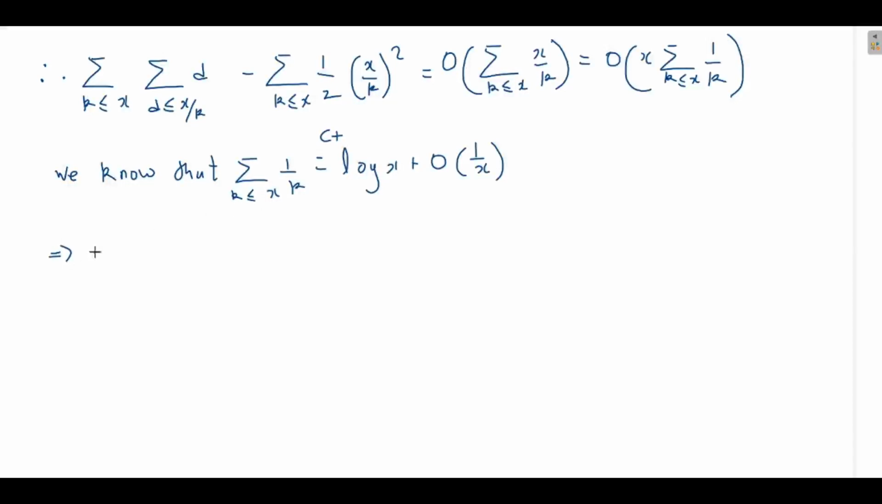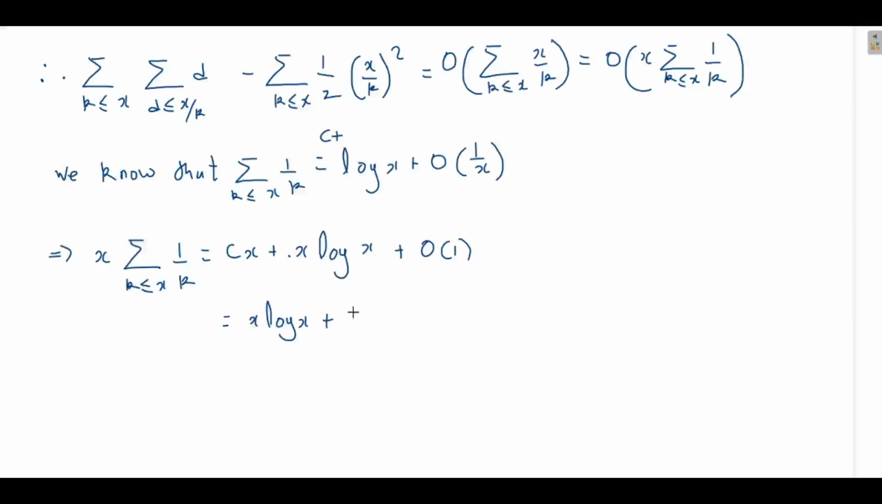And this tells us that if I multiply x throughout, I will get x times summation k less than or equal to x, 1 by k, would be cx plus x log x plus big O of 1. Okay, so cx plus x log x plus big O of 1. Now c is a constant, so cx is big O of x, and 1 is also big O of x, so this will give us x log x plus big O of x.